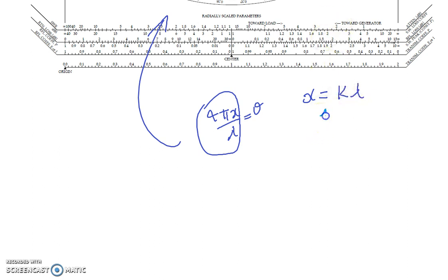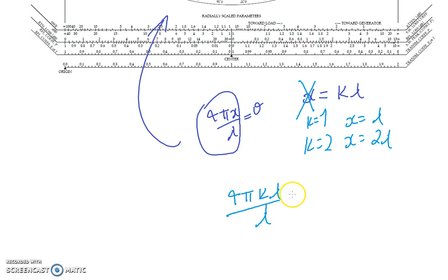So this means that if k is equal to 1, then x will be equal to lambda. So our distance will be 1 wavelength. If k is equal to 2, then x will be equal to 2 lambda. So for this purpose, we can forget about x and deal just with k. We can substitute into here. So this is 4 pi times k times lambda divided by lambda. This lambda cancels with this one. So this is equal to 4 pi times k, which is equal to our angle.